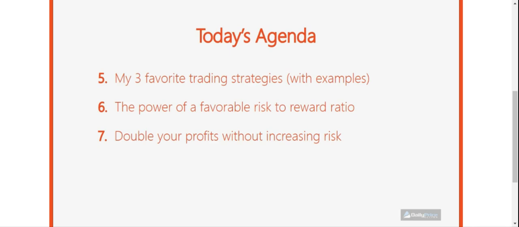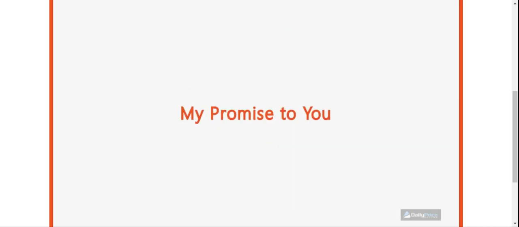That's especially true for 6 and 7 because the combination of a favorable risk to reward ratio and the technique I'm going to show you in lesson 7 can literally make you profitable. So right now, if you're breaking even or just kind of struggling a little bit and you feel like you're on the verge of success, lessons 6 and 7 can put you over that edge and make you profitable. My promise to you is that by the end of this training, you will become a better trader, okay?